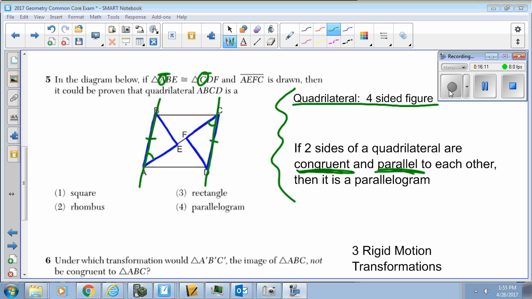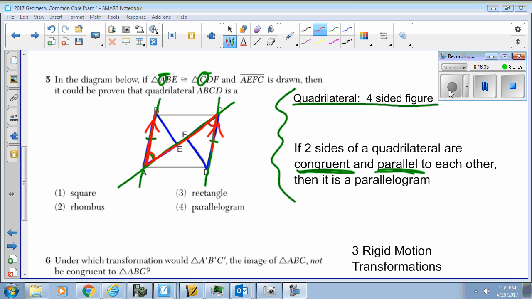All right? So let's see. Remember, when you have two lines cut by a third line, right here, you can do the Z. You can do the Z. And since these are congruent, that means that these lines are not only congruent to each other, they are also parallel.